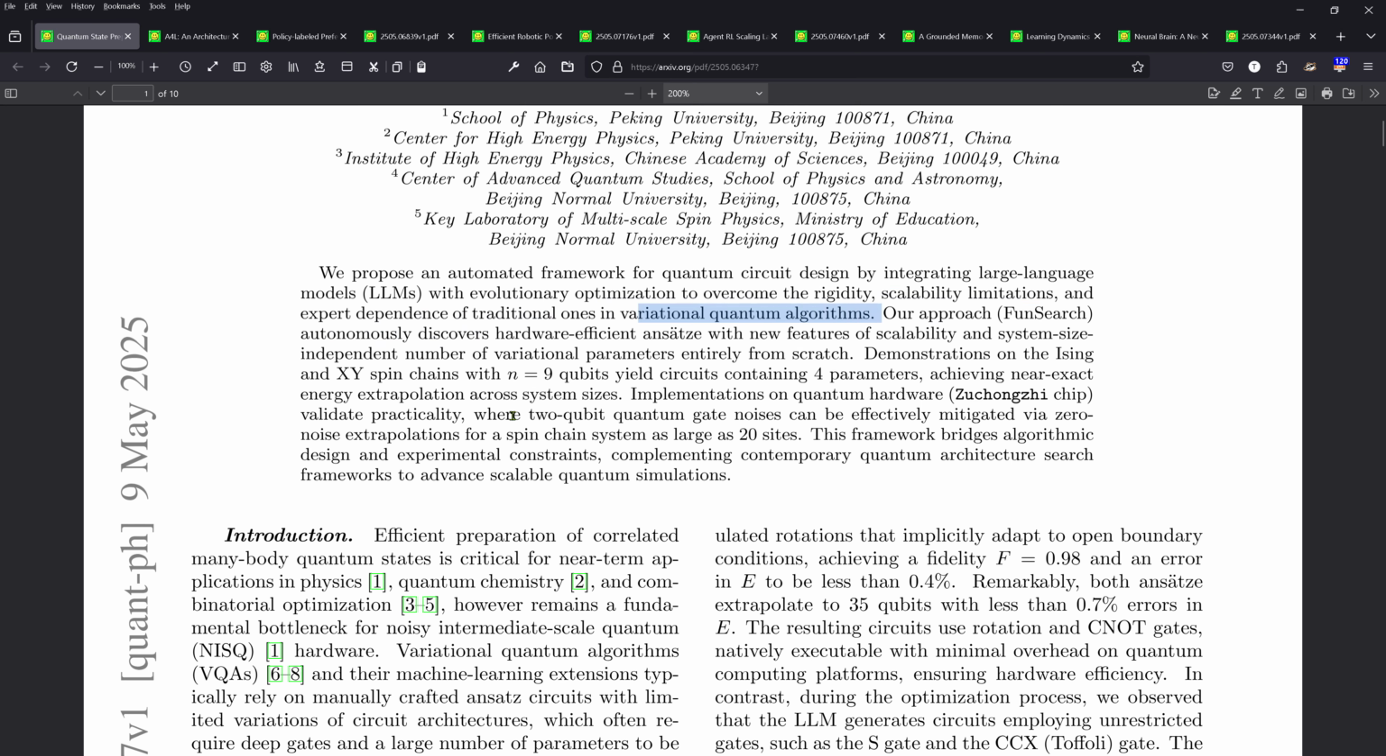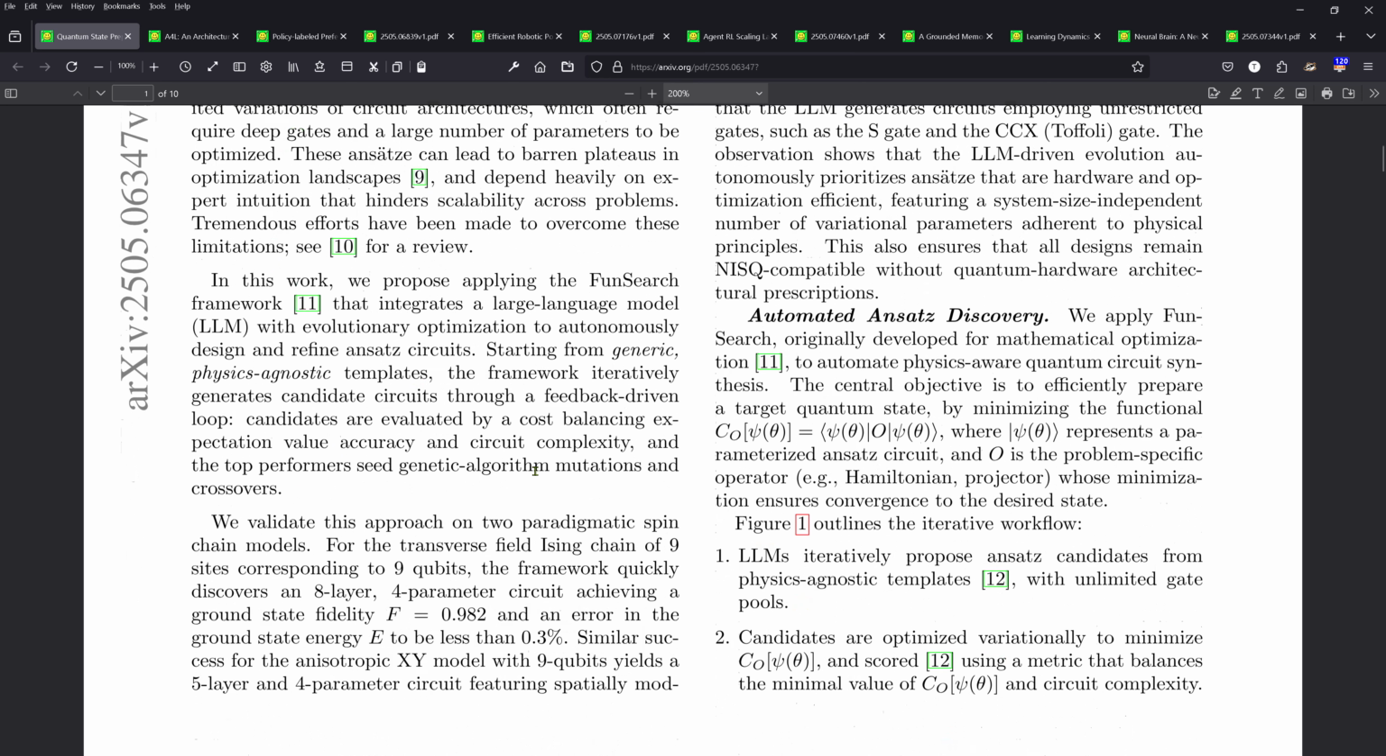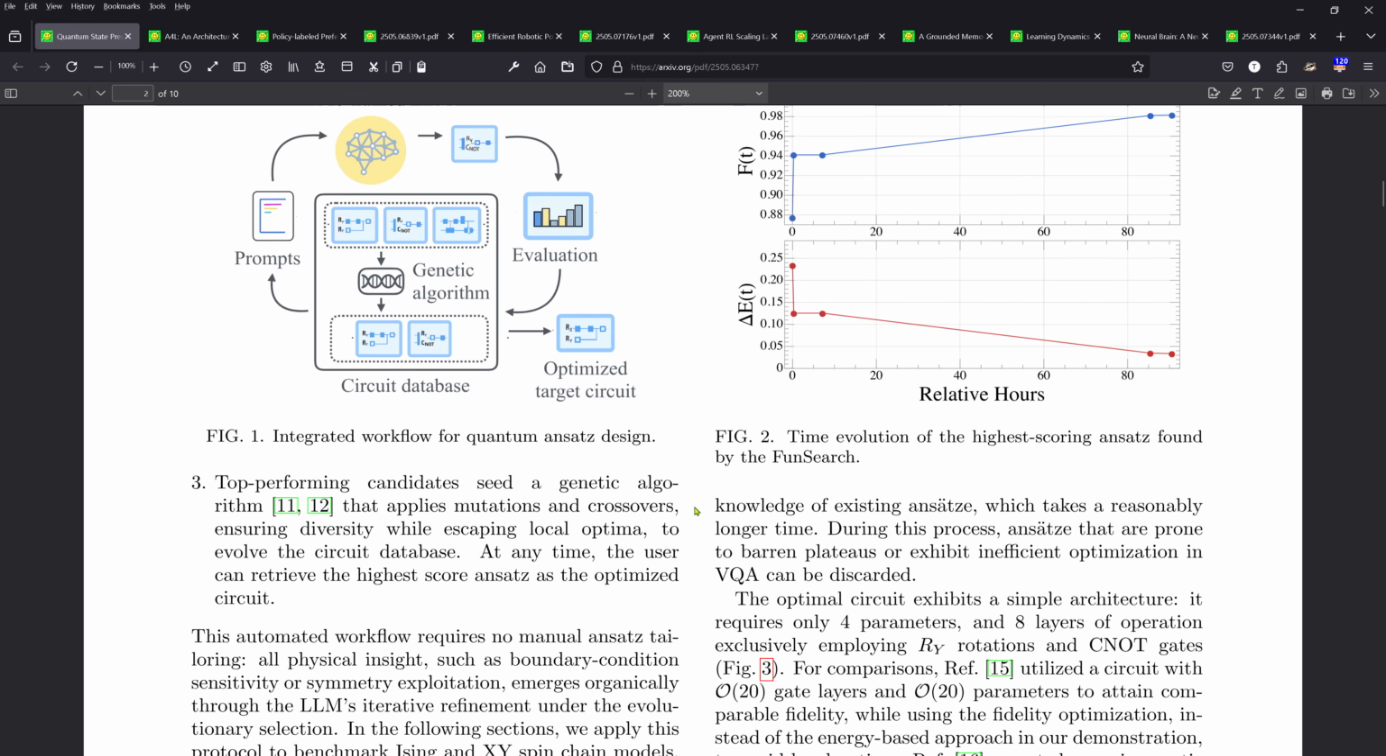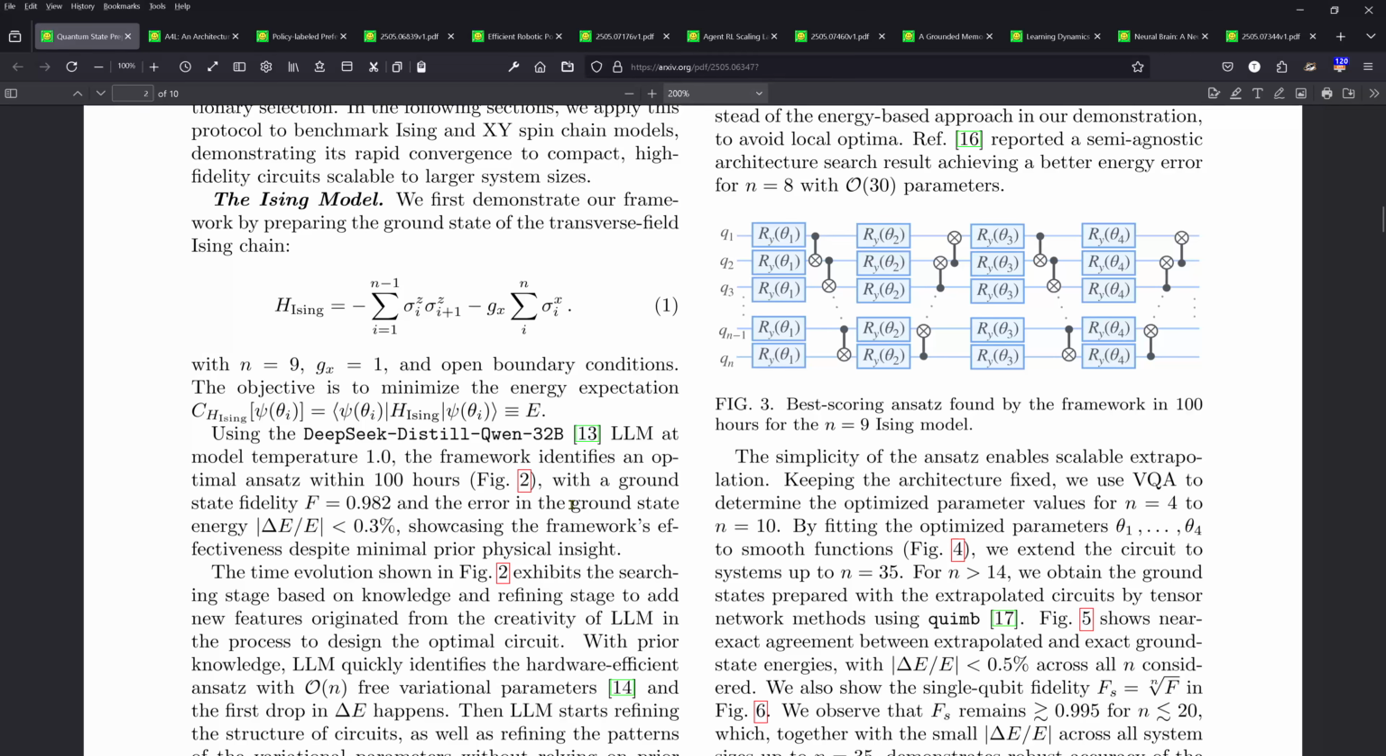They develop here new ideas where 2-qubit quantum gate noises can be effectively mitigated via zero noise extrapolation from a spin chain system. And if you are into quantum systems, they have now an automated ansatz discovery. What a beautiful word, ansatz, a German word. And they go here, starting from a generic physics-agnostic template. They develop here a framework for feedback-driven loops. If you are a little bit into using DeepSeek Distill Qwen 32B, yes, this is it.